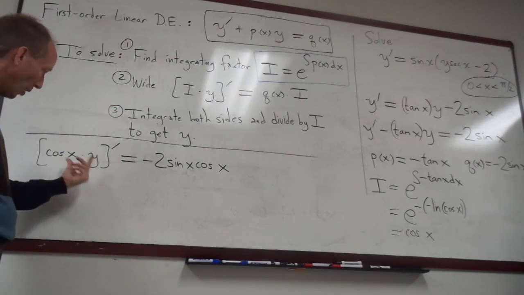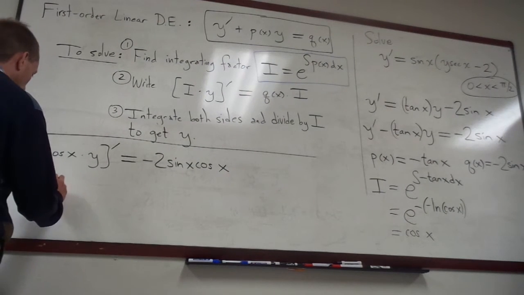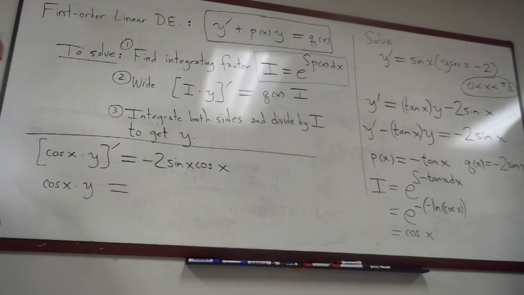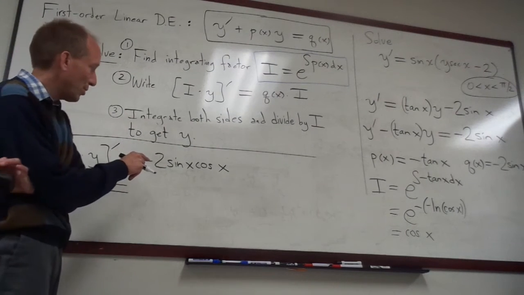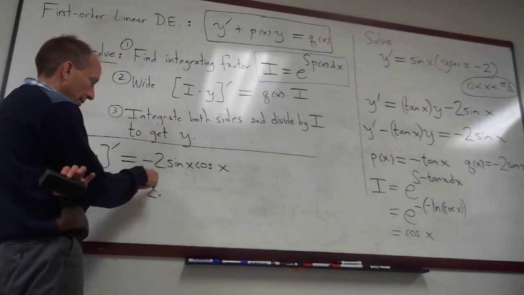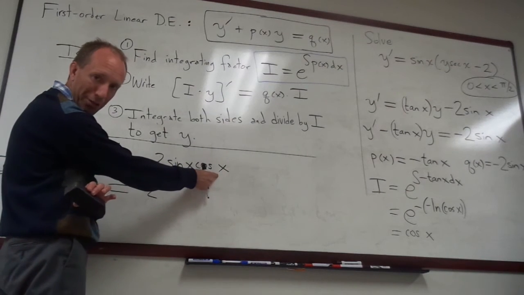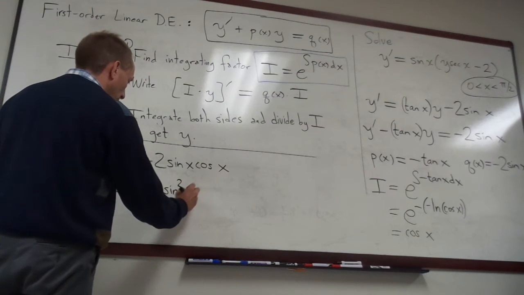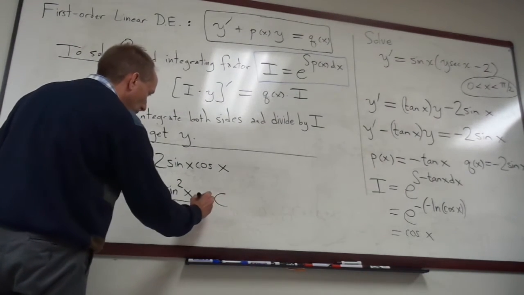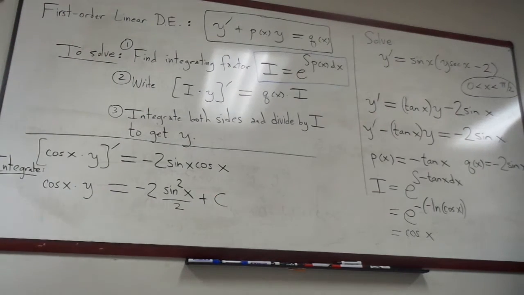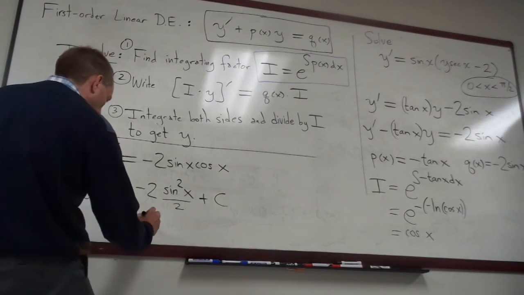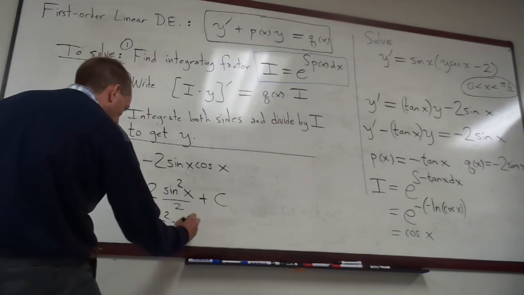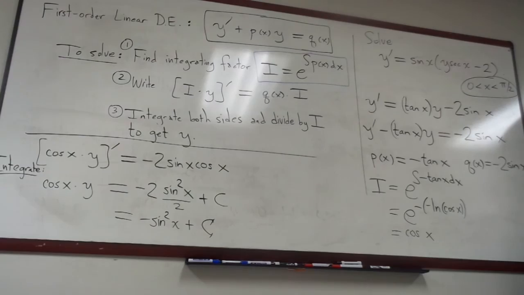Okay? Now we're ready for step 3, which is just to integrate both sides and divide by I in order to solve for y. So when I integrate both sides, I'm going to cancel the derivative from the left side. So I'm integrating here. And on the right-hand side, when I integrate, I'm just going to do this as a u substitution. So I have a -2 as a constant. And then this is just u du, right? The derivative of sine is cosine, so u du. So the integral of that would be sine squared of x over 2. And this time I do need a plus c on that. Okay? And if I want, I can cancel these 2's. So negative sine squared of x plus c, like that.